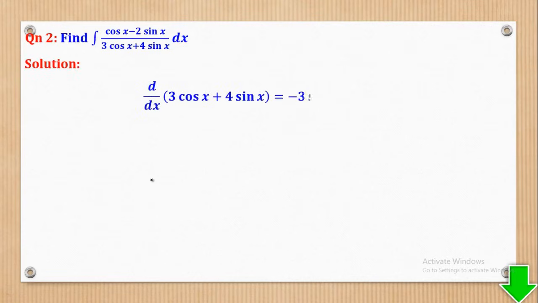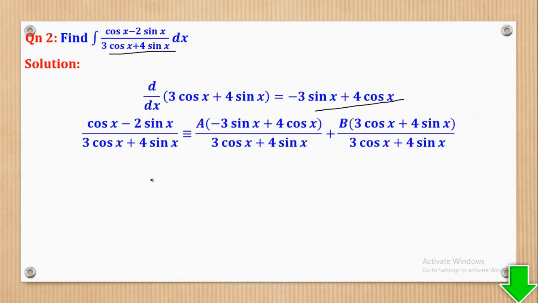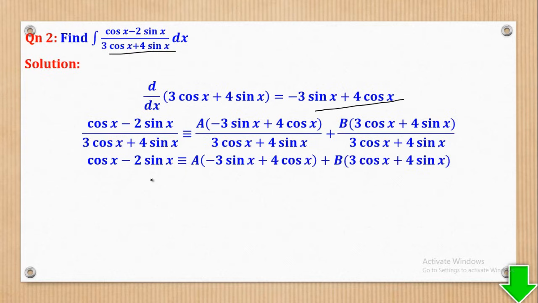So still we shall do the same. First differentiate the denominator to come up with this, then get the numerator, express the numerator in terms of a multiplied by the derivative of the denominator plus b multiplied by the denominator. So this is our main line we want. Then we shall use any of the two methods.